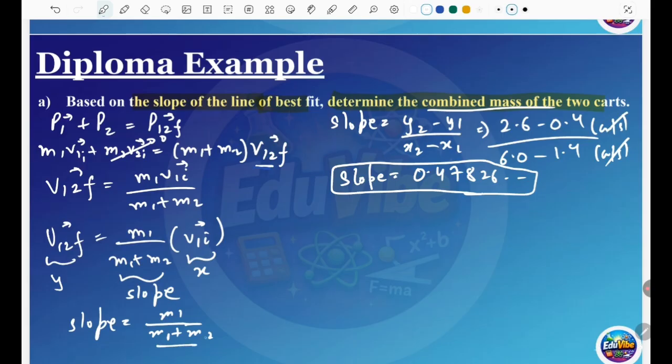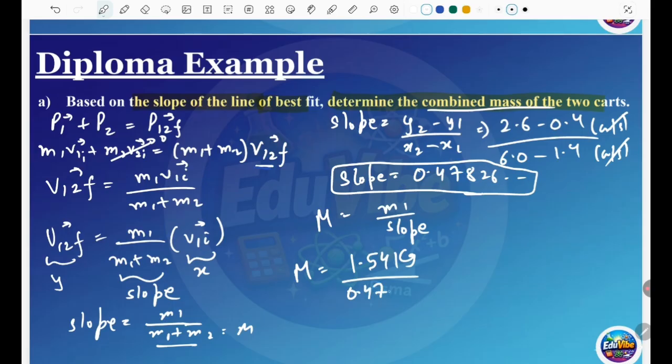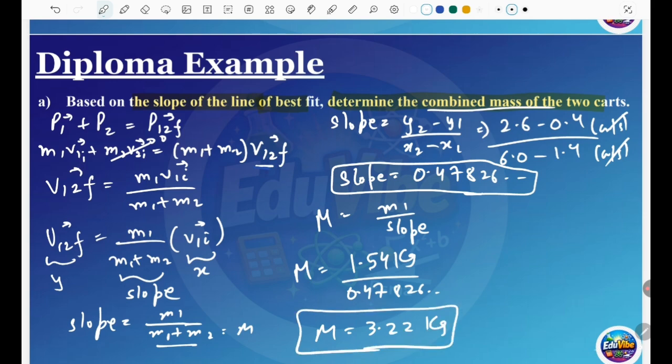Now I take m1 plus m2 as big M. It's easy to calculate. So this big M goes over there and m1 upon slope like this. So m1 is 1.54 kg, slope is 0.47826, and we get about 3.22 kg. So this is the combined mass of the two cars.